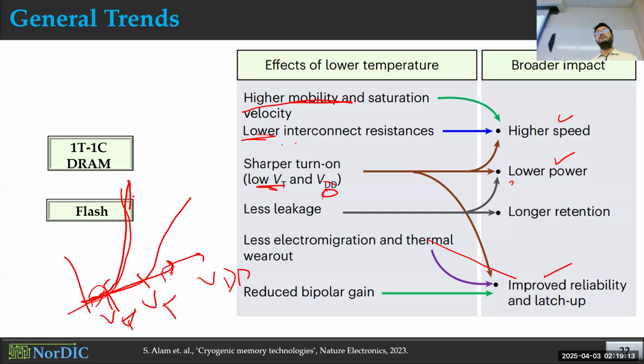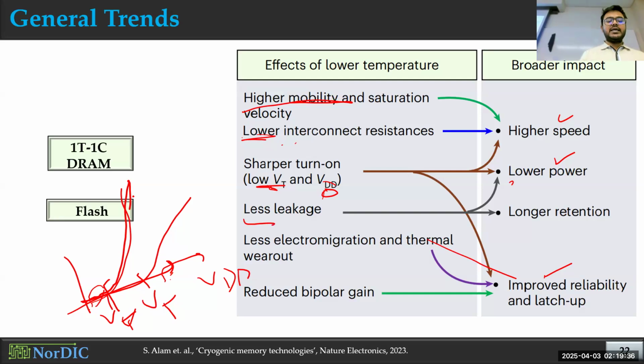Because if you remember in flash, when you apply a very high voltage, that actually causes some failure. If you apply that voltage again and again, that causes breakdown in the floating gate, right? And that causes some failure. Now, if you can reduce that voltage or that VDD, that will help you to improve the reliability, right? So these are the advantages here.